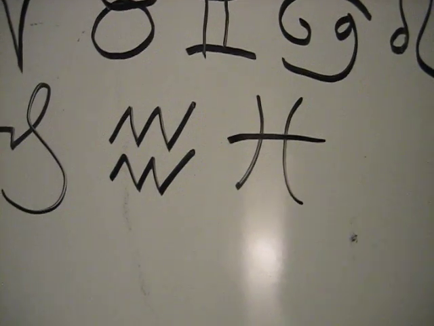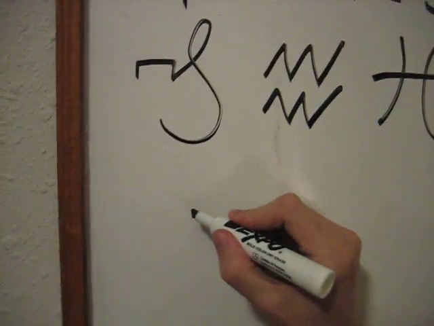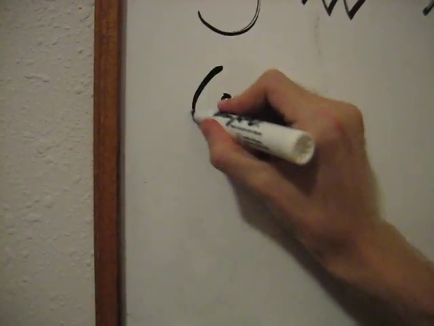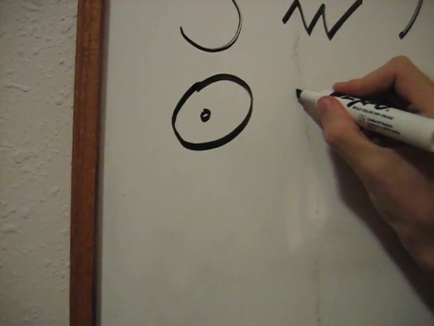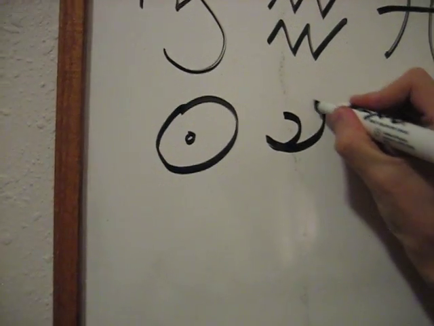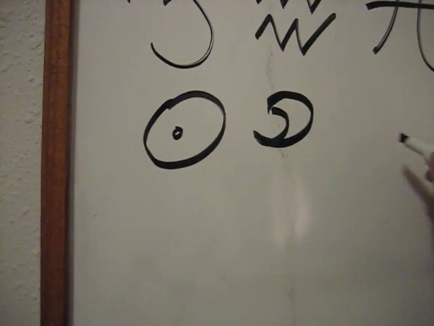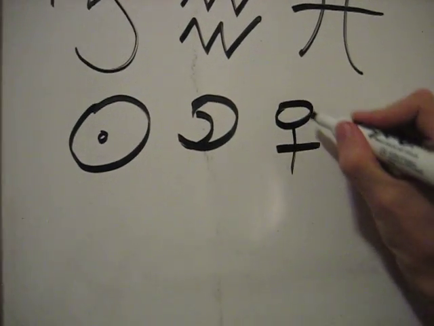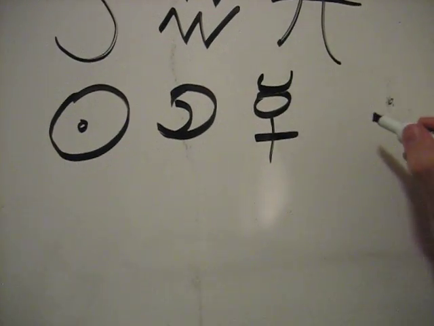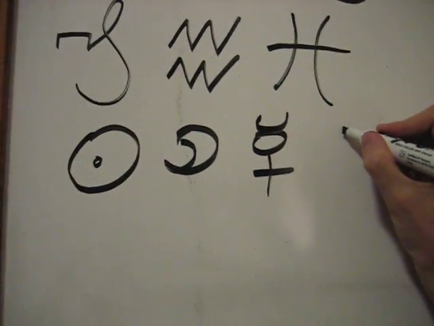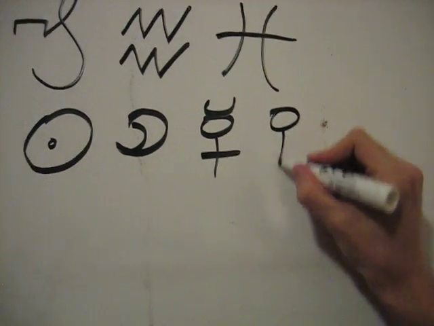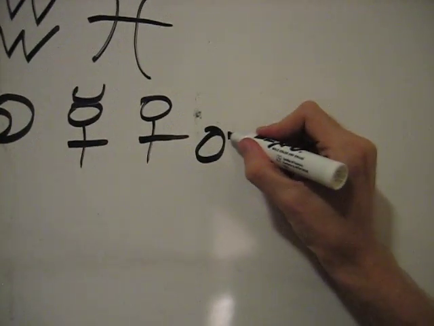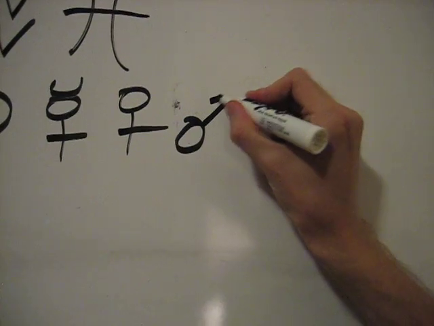The other important ones are the planets. So the first is the sun, the dot in the center, in a circle. The moon, I think everyone knows. It's the half crescent symbol. Next is Mercury, which is a circle with a cross underneath it, and then the two little antennae. Venus, I think everyone knows, a circle with a cross through it. Mars is a circle with an arrow, or a spear, sticking out of it.